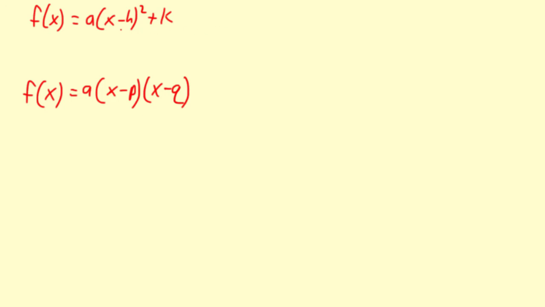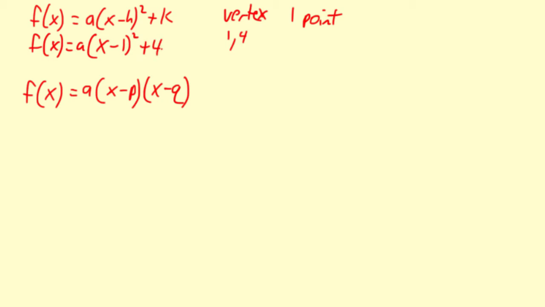So if you have a quadratic function in vertex form and you're given the vertex, you only need one other point to make the function. So for example, let's say I have the vertex is 1, 4. I can put that in here, like that. So now to make the function, I just need to solve for this a value, this unknown coefficient.